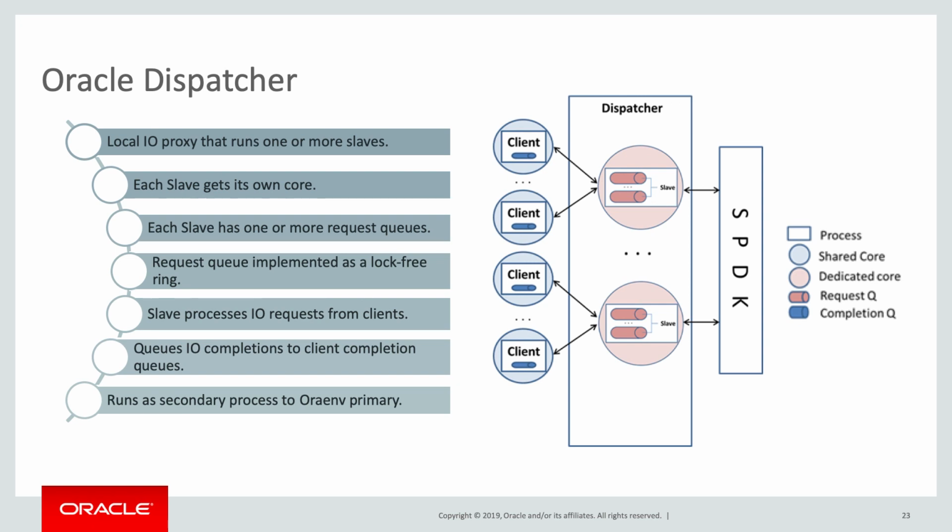Each dispatcher slave runs on its own dedicated core. It has a bunch of request queues. The clients queue the I/Os to the request queue, which is implemented as a lock-free ring. I'll go into that in a couple of slides. The dispatcher also reports the completion back to a separate completion queue. Each client has its own completion queue, and it can poll that queue to check whether the I/O request has completed. As Zahra mentioned earlier, our OraEnv primary is the only primary running on the environment. It manages the devices that we've discovered on that system. The NVMF target runs as a secondary to that OraEnv primary, the same way dispatchers also run as a secondary to that OraEnv primary.